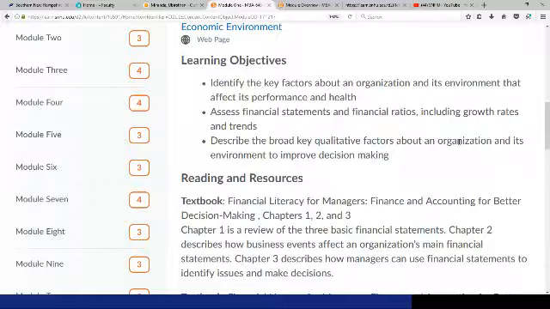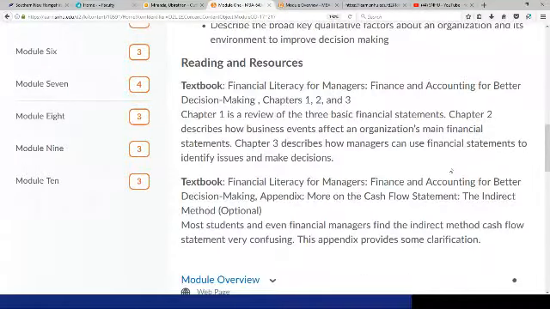Okay. Now, reading and resources. By now you should have access to your textbook online. The textbook is Financial Literacy for Managers, Finance and Accounting for Better Decision Making, chapters 1 and 2. Chapter 1 is a review of the 3 basic financial statements. Chapter 2 describes how business events affect an organization's main financial statements. And Chapter 3 describes how managers can use financial statements to identify issues and make decisions.